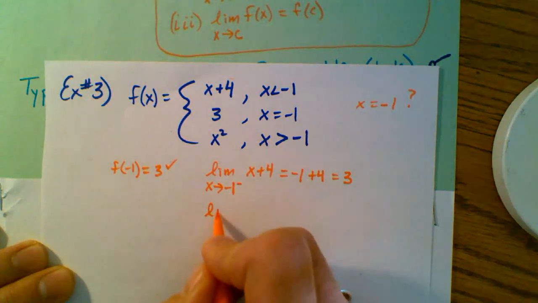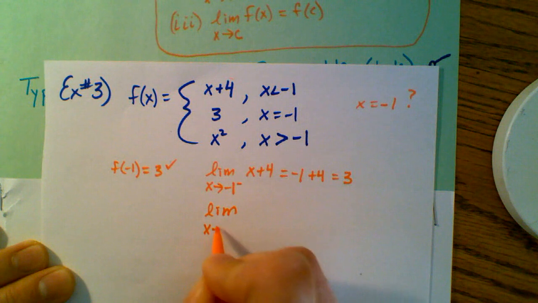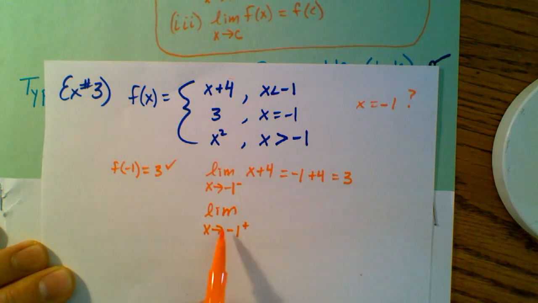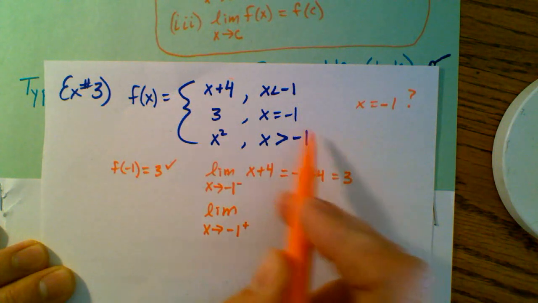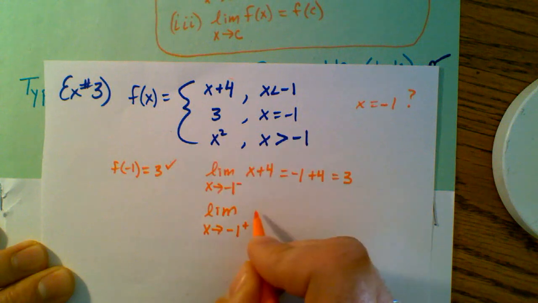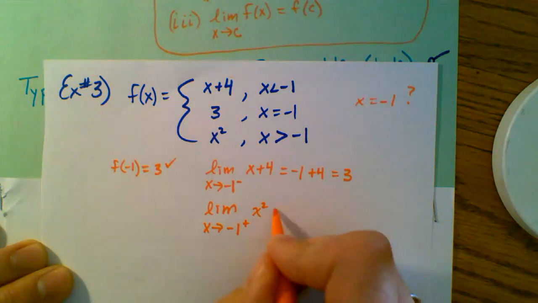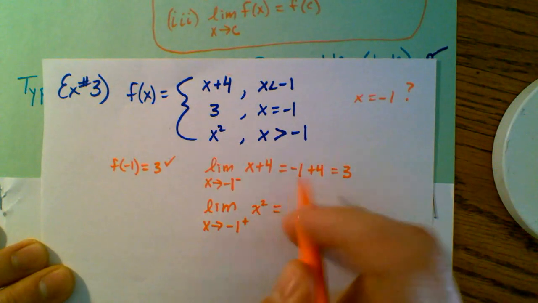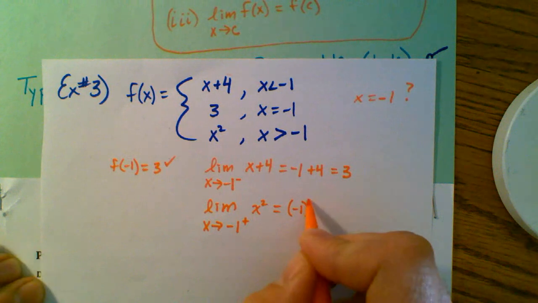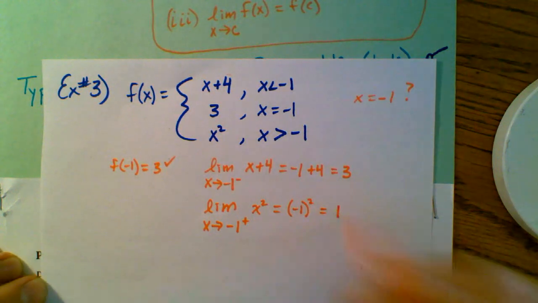Okay, well, let's look at it from the right. What would happen as we approach -1 from the right? Well, that would be this one. So now I use x squared, that part of the function. Well, what would that equal? Directly substitute, totally okay here, -1 squared, and we get 1.